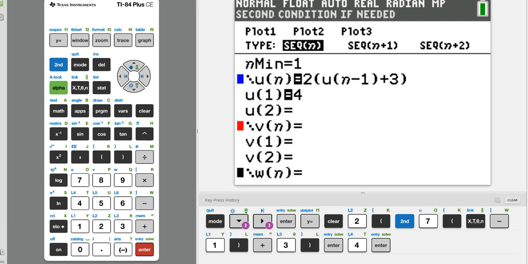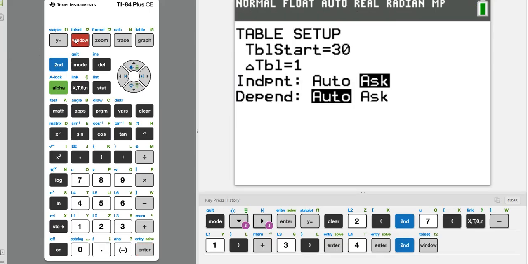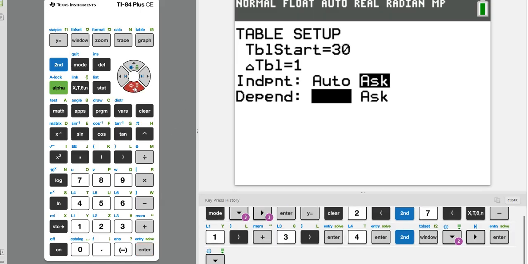So, all right, let's take care of something else here. Let's double check our table settings. So hit the second key, then the table set. You should have independent set to auto, independent set to ask, dependent set to auto. If you have something different than that, make some changes. So for instance, go down to this line, cursor to the right, and press enter so that it's set at ask. And then for dependent, set it at auto.